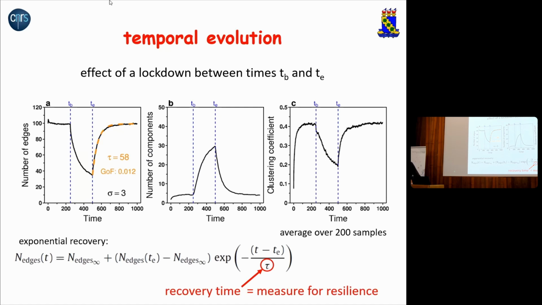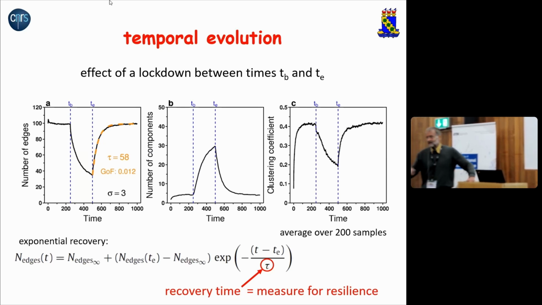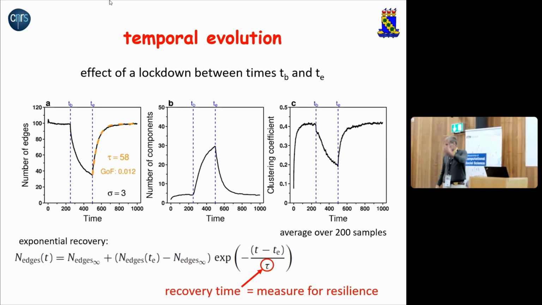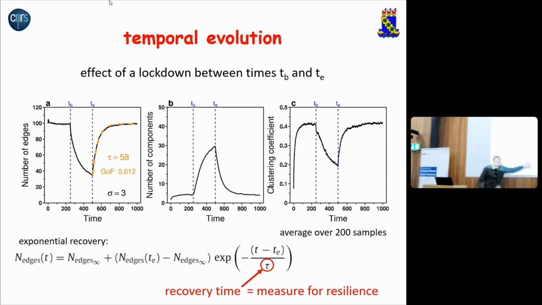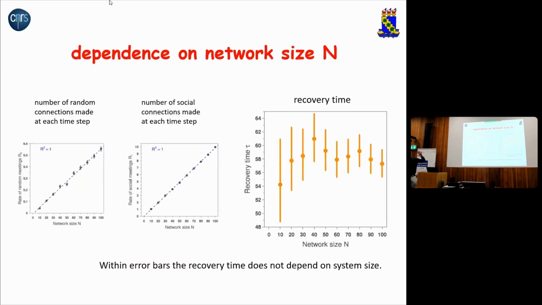In fact, it's the inverse time which is proportional to, or which relates to the quality of resilience. The larger the time is, the less resilient is this society. And so this tau will be the measure, let's say, of the strength, the resilience. So there are now some details. On one hand, one can see that this recovery time within error bars is independent of the system size.